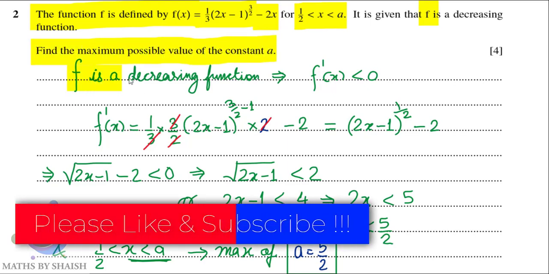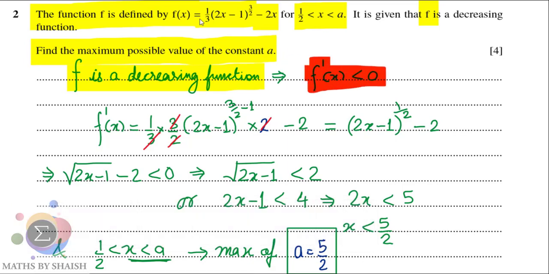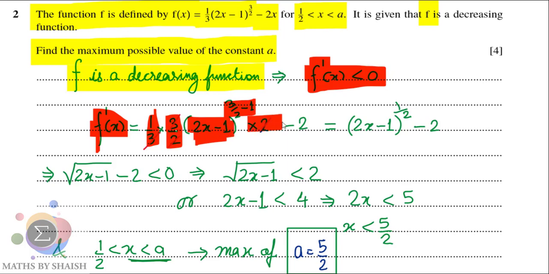So since it is given that f is a decreasing function, it means f dash x is less than 0. So we have f(x), we get f dash x. It is 1 by 3 as it is. We take this power down, 3 by 2 here, and then we subtract 1 from the power, and then by chain rule we multiply by the differentiation of this bracket, that is of course going to be 2. So we multiply by 2 here and minus 2, because the differentiation of minus 2x is minus 2.